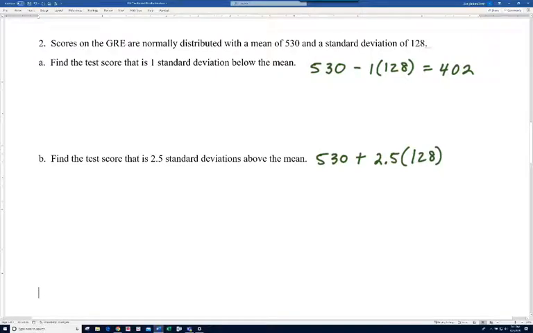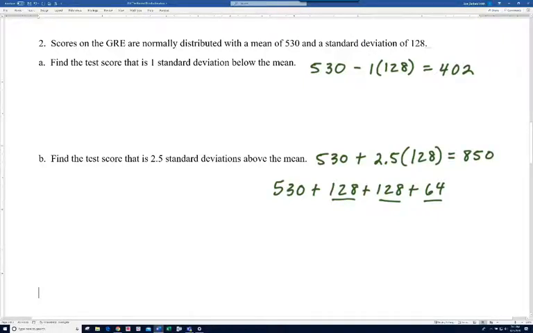Now the other way to think of this is we know that one standard deviation is 128. So adding two 128s gives you 2 standard deviations above the mean, and 64 is half of 128. And so this would also work. I'm adding 2.5 standard deviations to the mean. In either case, you get 850.